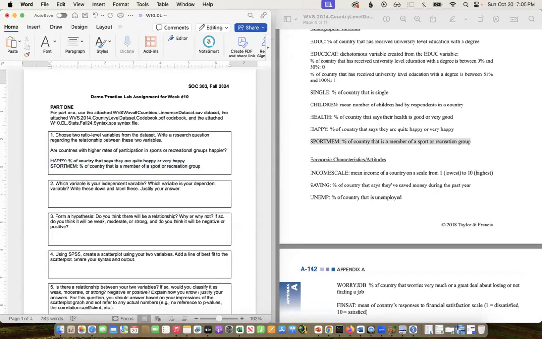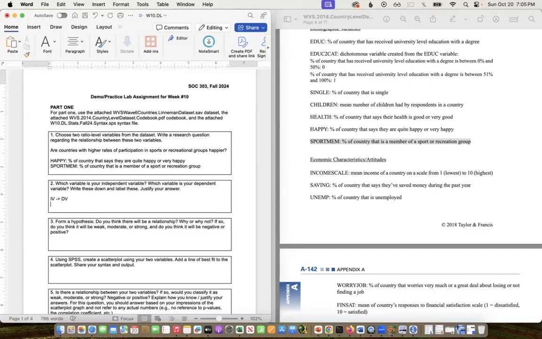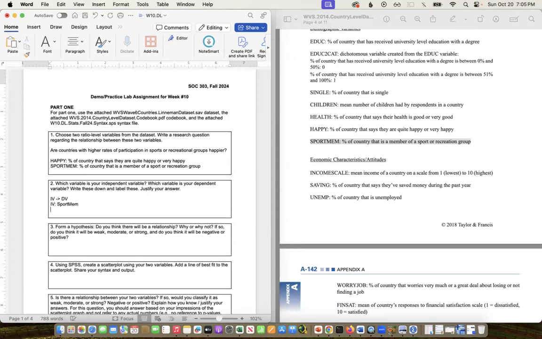Okay, so which variable is my independent and which is my dependent variable? So remember, our independent variable is the one that impacts our dependent variable. I mean, there may be no relationship, but as we're thinking about it in terms of the time order, the independent variable is the predictor, the dependent variable is the outcome. So here I'm thinking about whether sports or recreation group membership might increase happiness. So my independent variable would be sport membership, and my dependent variable would be happy.